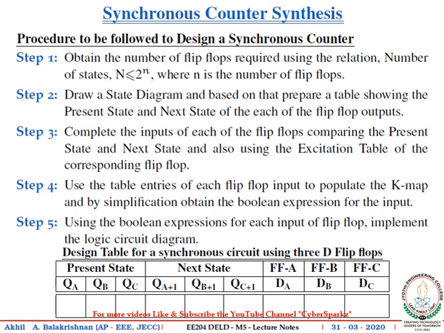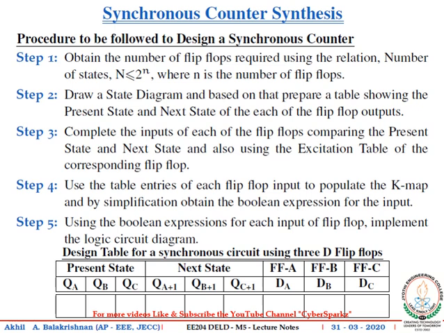Basically, we can divide the design procedure of a synchronous counter into 5 steps. In the first step, we need to obtain the number of flip-flops required for the circuit. We can use the relation: the number of states is less than or equal to 2 raised to n, where n is the number of flip-flops. The next step is to draw a state diagram, and based on that we prepare a table showing the present state and next state of each of the flip-flop outputs.